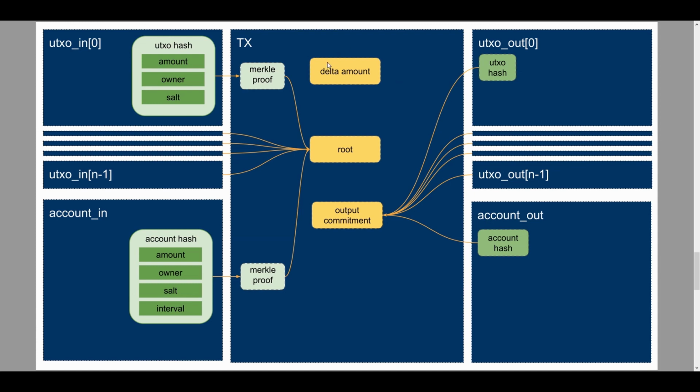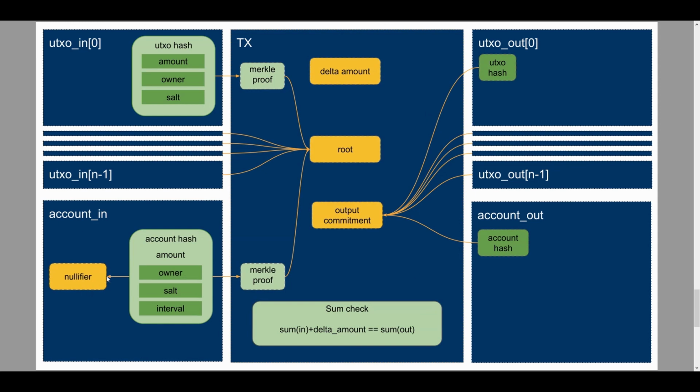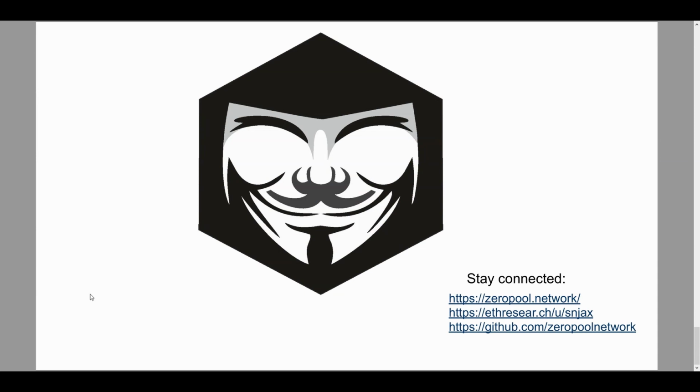So this is how it works. This is the root of all UTXOs and accounts. This is the output commitment. Also, this is the nullifier. We have only one nullifier because we have only one account on the input. We also check that the sum of inputs equals the sum of outputs. With this approach, we are going to use much less storage and data per transaction than in our beta version deployed to Ethereum.